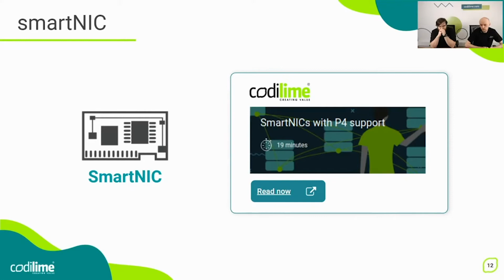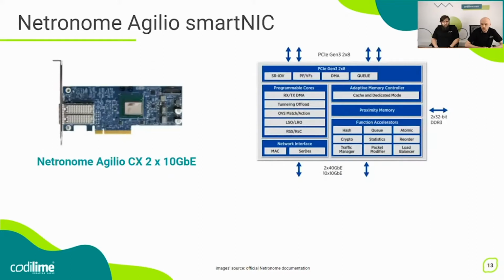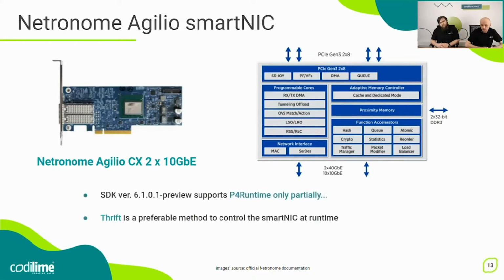One of the possible scenarios where we can employ a SmartNIC is the so-called VNF offloading. This can be an interesting use case when we think about some deployments in a data center for which you would like to generally optimize network performance. And this is what we want to show you today. Which SmartNIC did we use for that purpose? We took a solution offering native support for P4. This is a Netronome Agilio card equipped with two 10G interfaces with the NFP chip on board. The latest version of the SDK declares support for the P4Runtime protocol, but it is not actually fully supported, and therefore another protocol or method, called Thrift, is the preferred way to control this card at runtime. We'll talk about that later on.